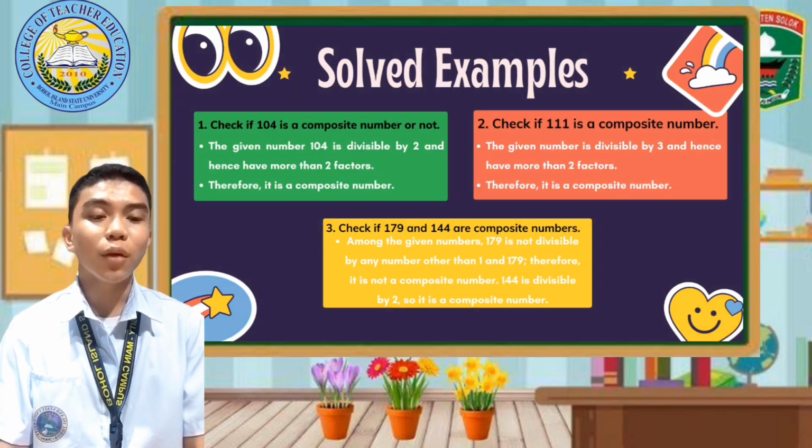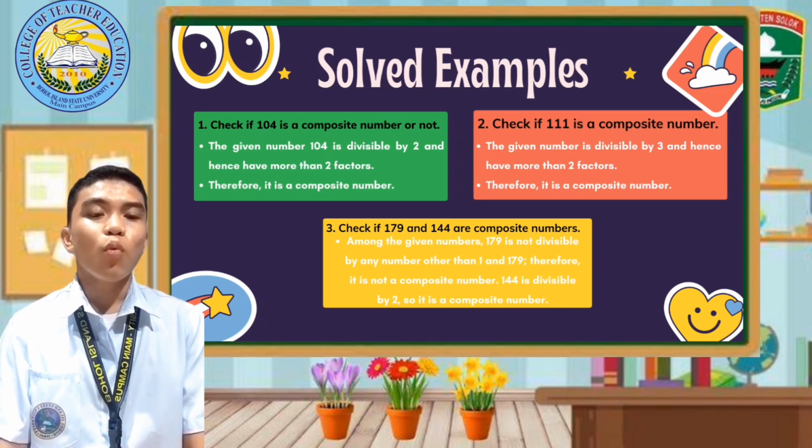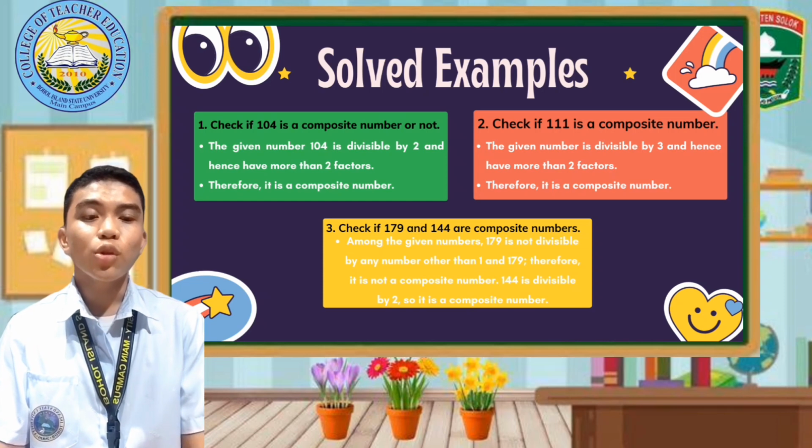Third, check if 179 and 144 are composite numbers. Among the given numbers, 179 is not divisible by any number other than 1 and the number 179 itself. Therefore, 179 is not a composite number. 144 is divisible by 2, so 144 is a composite number.